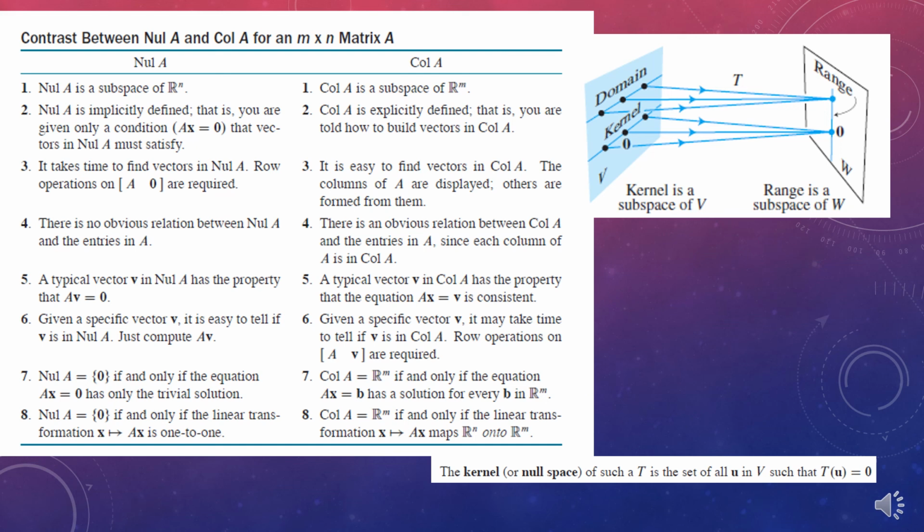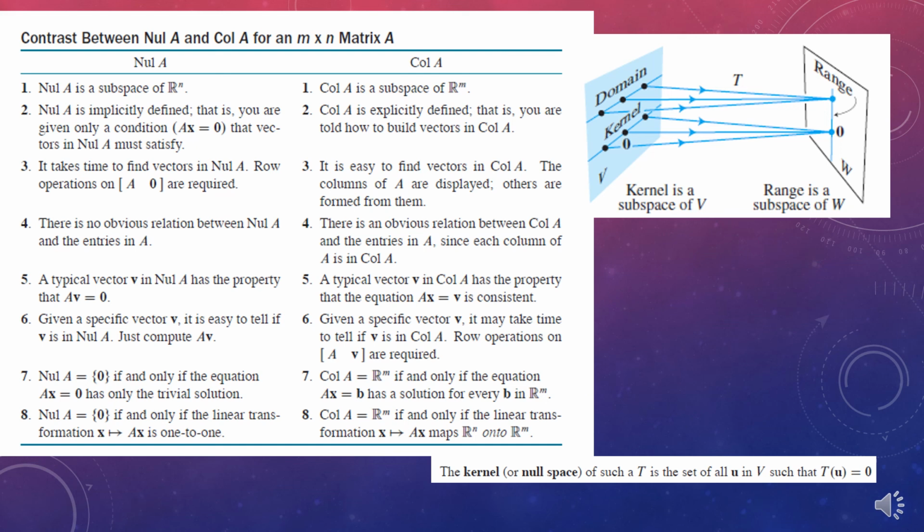And given a specific vector, it's easy to tell whether it's in the null space. Just take A times it. If you get all zeros, then it's in the null space. If you don't, it's not. But if you're trying to test whether a vector is in the column space, once again, you have to set up a system of equations and RREF to get your answer.